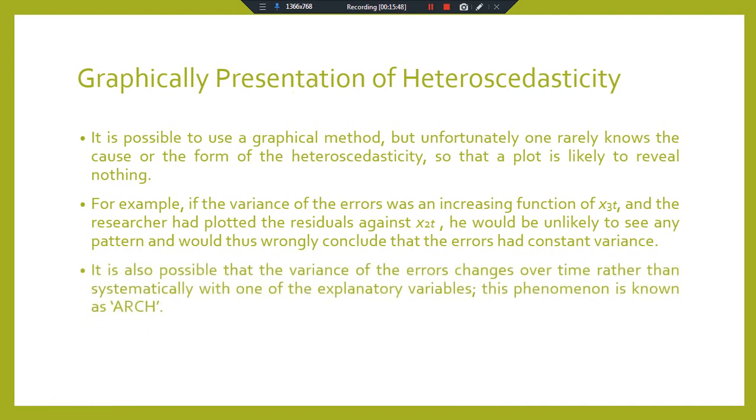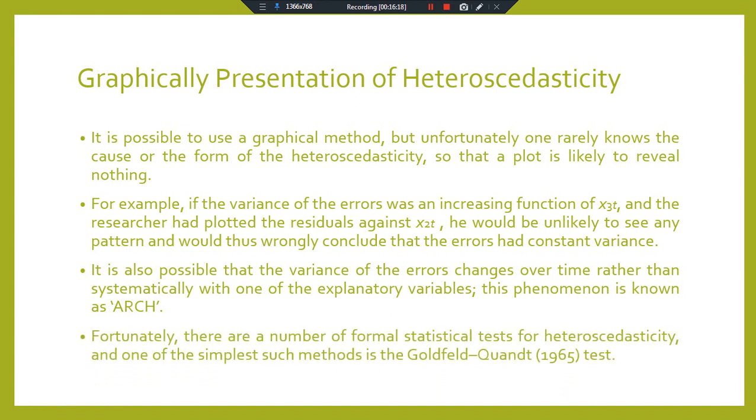It is also possible that the variance of the error term changes over time rather than systematically. Here we are going to discuss the systematic case, but sometimes the variance of the error term changes over time with one of the explanatory variables. As one of the explanatory variables changes, the variance of the error is also changing. This phenomenon is known as autoregressive conditional heteroscedasticity, and we will discuss this in a separate video.